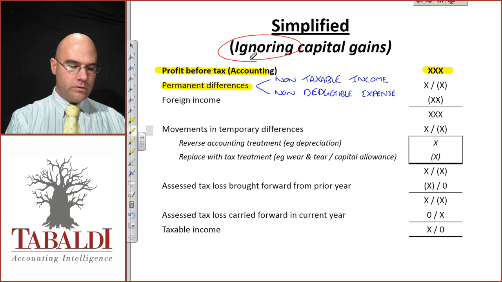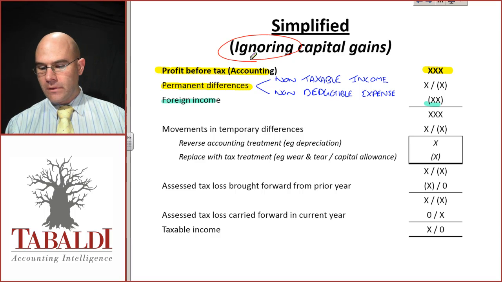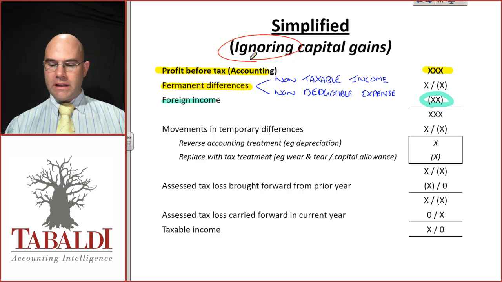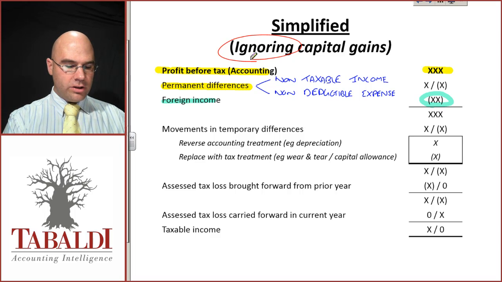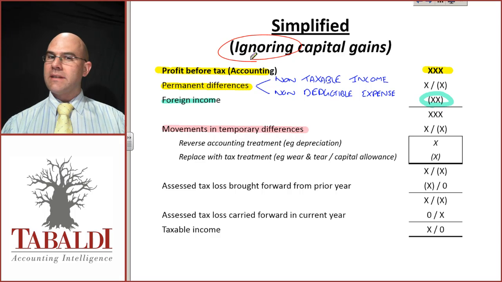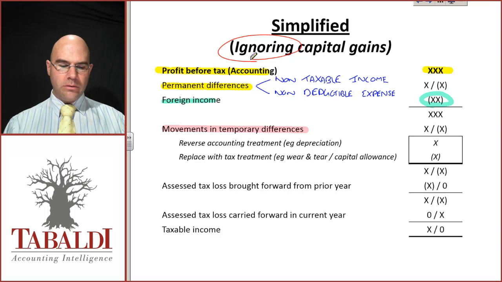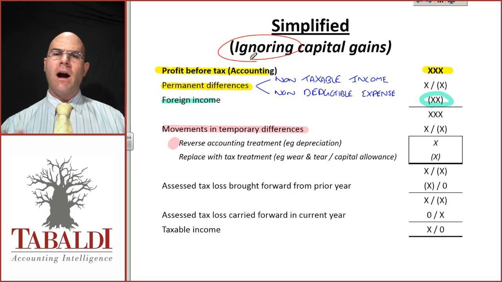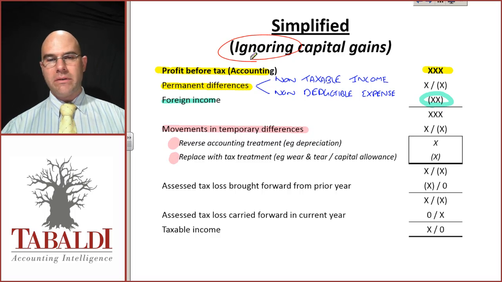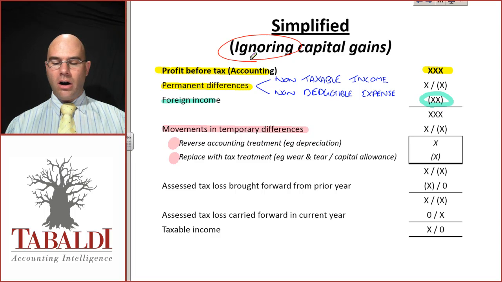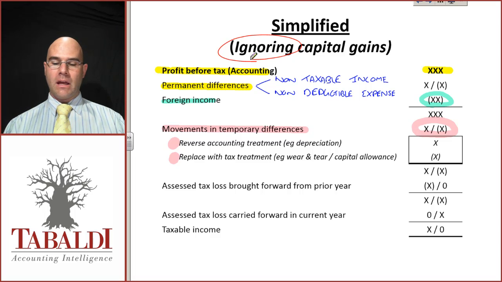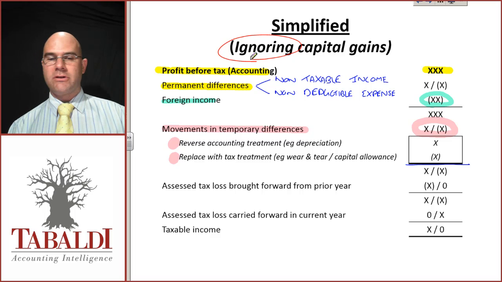I'm also going to ask you next to remove your foreign income, because remember this is our local current tax computation. Foreign income must be removed. You then land up with a total. After that little total, you will then need to look at your movements in temporary differences, all the things that give rise to deferred tax. And here you will reverse out your accounting treatment for items such as depreciation, and then replace them with the tax treatment, such as the wear and tear or capital allowances. Okay. After that, you will land up with either a taxable or deductible temporary difference movement, and the next step is to have a total.